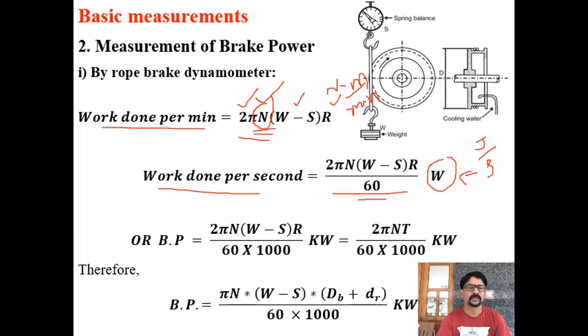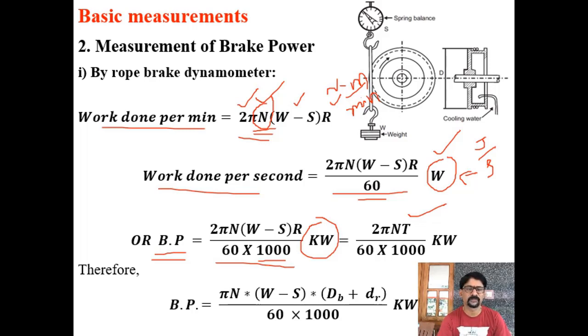Therefore, this work done per second is also called the brake power, which is the power available at the output shaft. That is given by 2 pi n into W minus S into R by 60, divided by 1000 to convert watt into kilowatt. Suppose you are using the formula 2 pi n (W minus S) R by 60, then you will get the answer in watt. Now this (W minus S) into R is nothing but the torque, so you can write it as 2 pi n T by 60 by 1000 also.